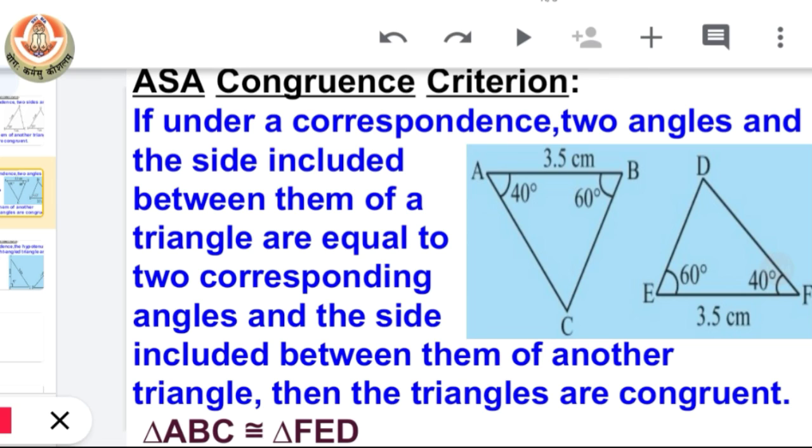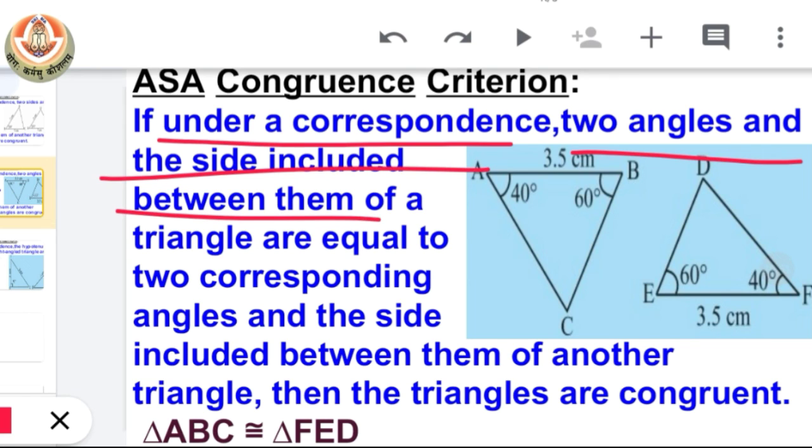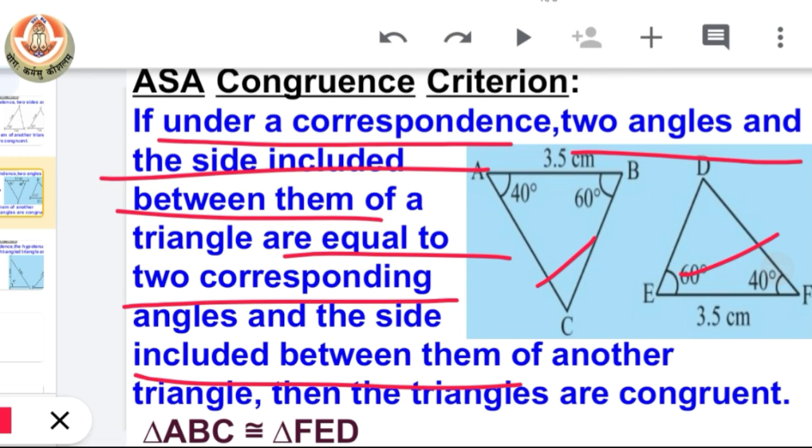If under a correspondence, two angles and the side included in between them of one triangle are equal to the corresponding angles and the side included between them of another triangle, then we can say that these two triangles are congruent according to the ASA congruence criteria.